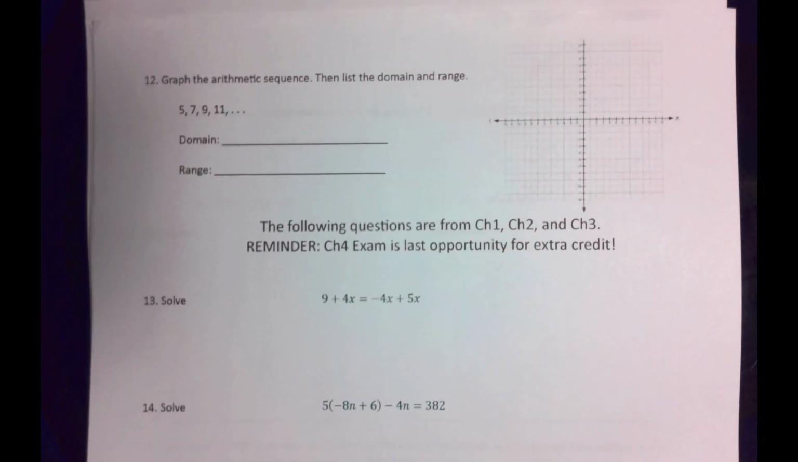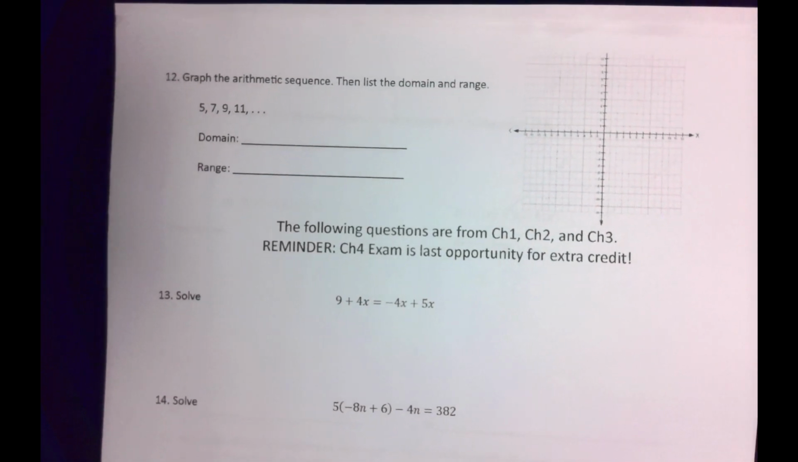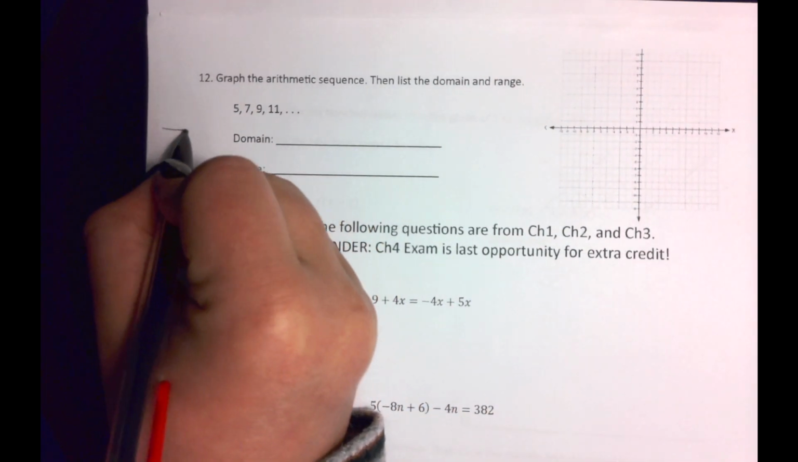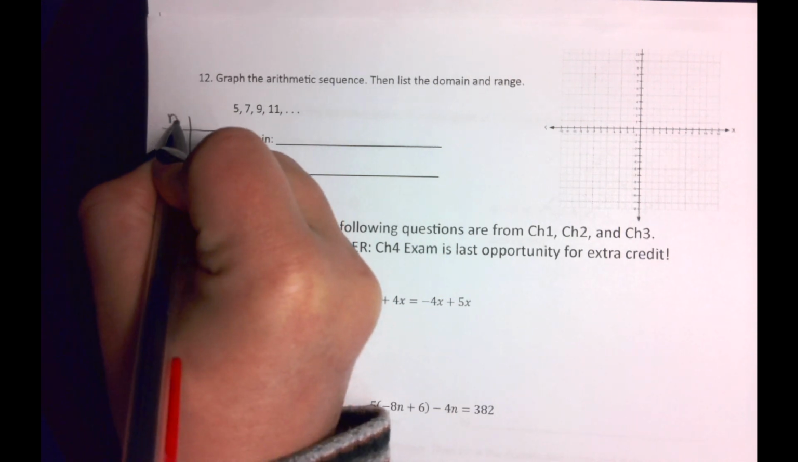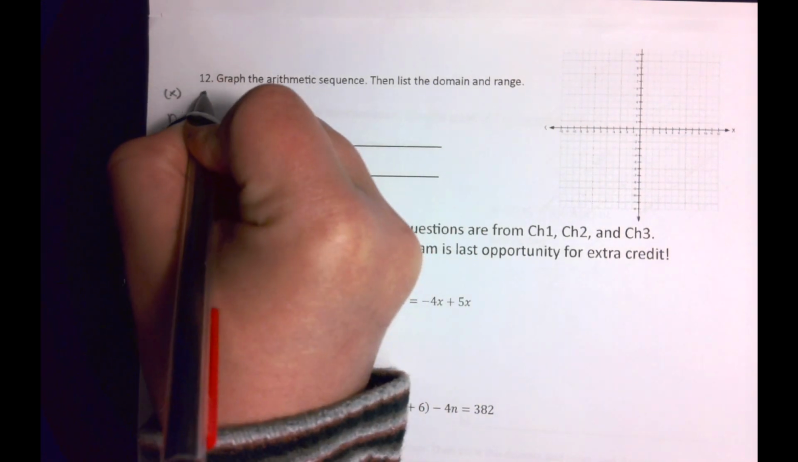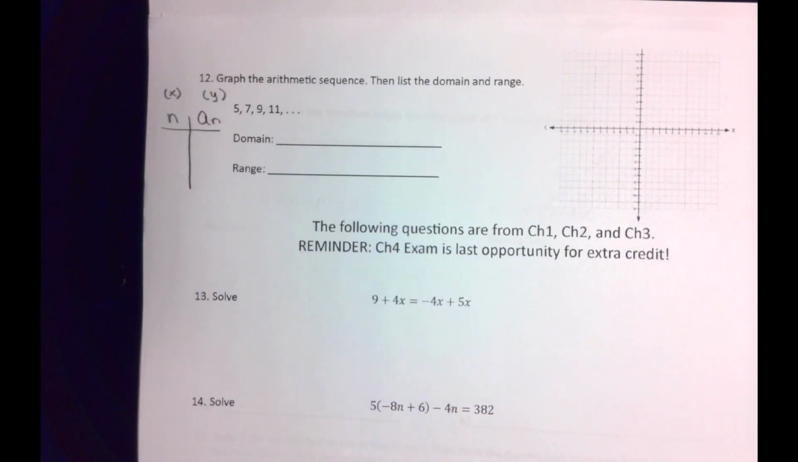Next one is going to be graphing. We're going to be graphing the arithmetic sequence. Now, when you're graphing, you're going to create a little t-chart. We got our n's, we got our a sub n's. This is our input, this is our output. Our input is our position number.